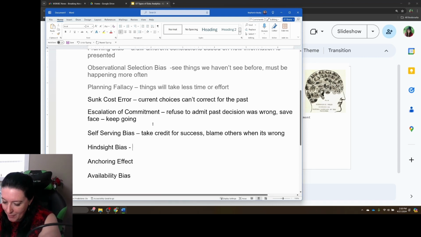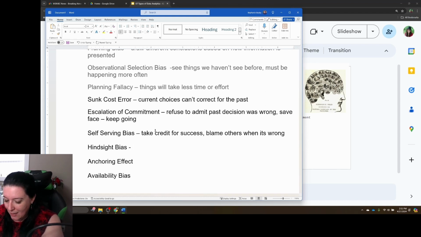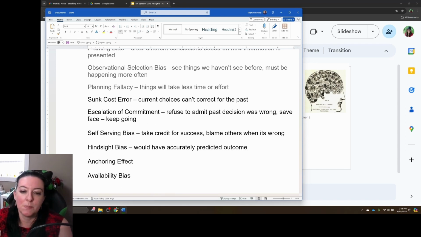Three more here. Hindsight bias. Hindsight is 20/20, where we all think that we would have accurately predicted the outcome. If you asked me back in the 80s whether Apple was going to be worth so much money, I would have told you it was an investment worth doing. Knowing what we know now, we would have done better. So here we're taking credit. We're saying we would have totally predicted what was going to happen.